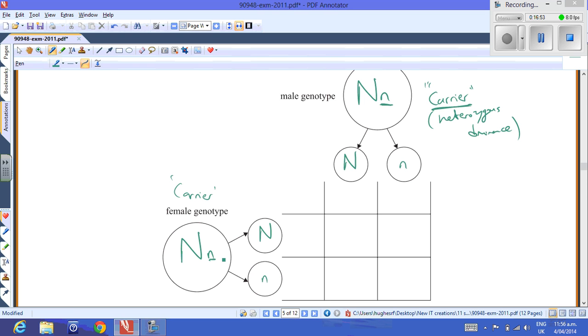So if you combine these alleles right here, you end up with large n, large n, and large n, small n here. Down here we have large n, small n, and we have small n, small n. A couple of you guys were asking me in class, can you write small n, large n? And the convention is that you always put the dominant allele first. That's just the convention. So always write the biggest letter first if you have a choice.